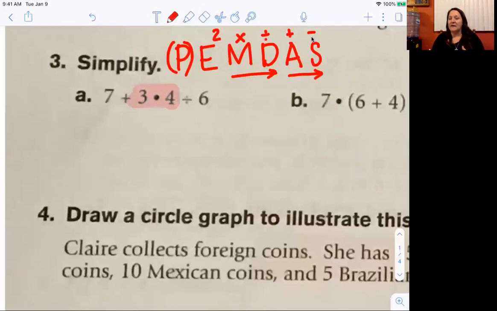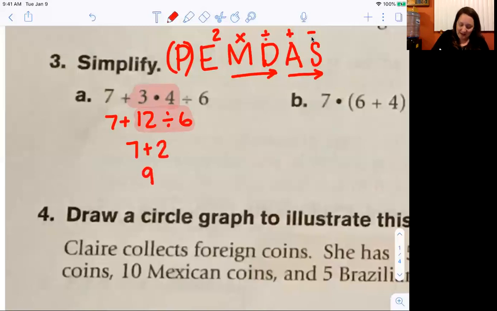If you said 3 times 4, you are correct, because we want to do multiplying and dividing in the order they appear. There are no parentheses and there are no exponents. So we're going to do multiplying and the dividing in the order they appear. Well, in this case, the order they appear is multiplying first. So we have 7 plus 3 times 4 is 12 divided by 6. Now, are we going to do 7 plus 12 first, or are we going to do 12 divided by 6? If you said 12 divided by 6, you are 100% correct. So 7 plus 12 divided by 6 is 2. 7 plus 2 is 9, and our correct answer is 9.